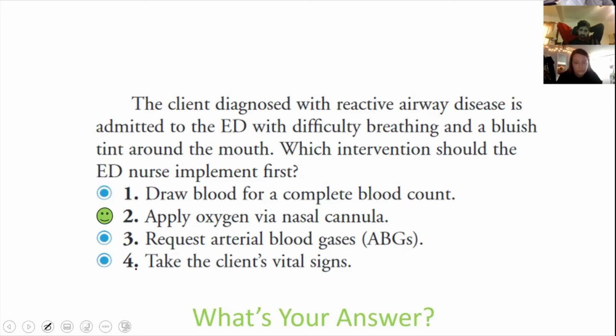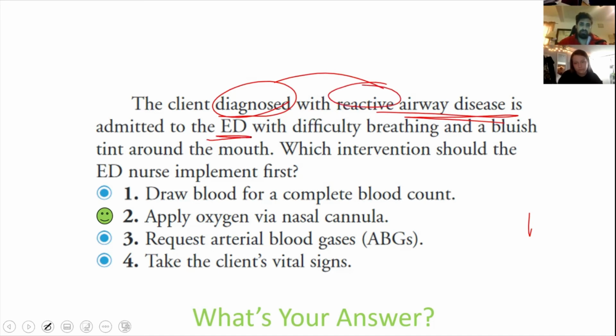All right, good. Let's talk about it. So diagnosed again, you have airway disease, reactive, not COPD. You're in the ED again. All right, so that's important to know.